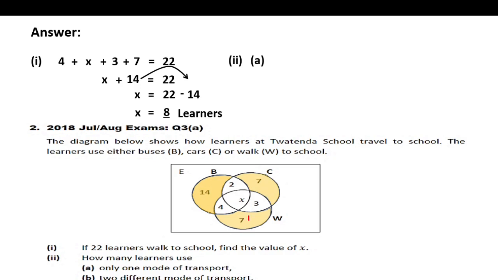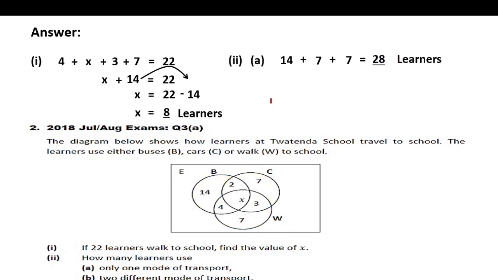So they want the total number. We'll add 14 here plus 7 here plus 7 here, and when we find the total, it will give us 28 of them. So 28 learners actually use one mode of transport only.